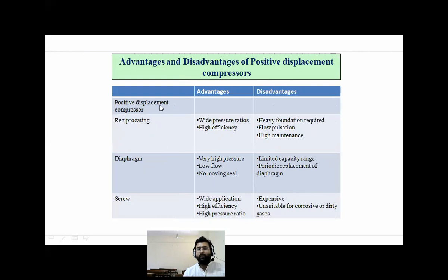Then we have the next, positive displacement type. In that we have reciprocating, diaphragm, and screw type. Reciprocating has again wide ratios and high efficiency, but it has a heavy foundation required.